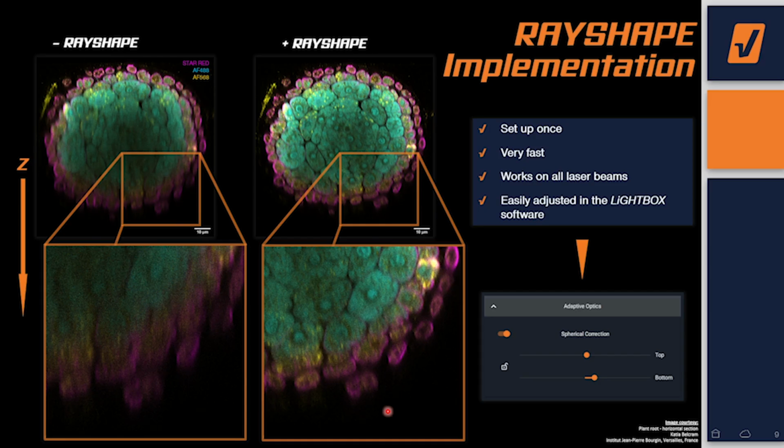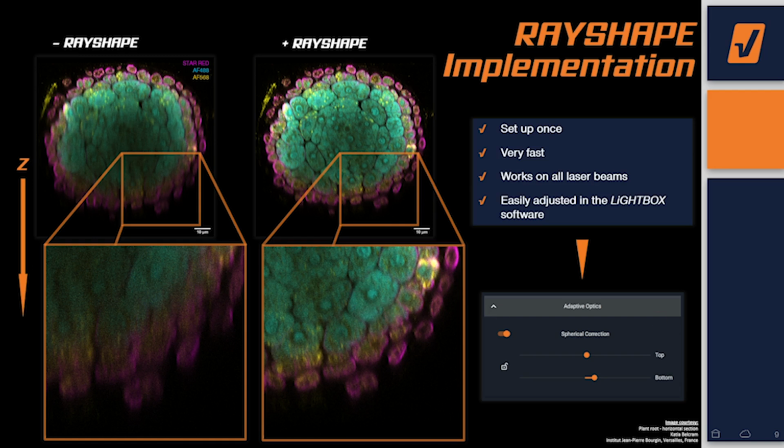So here we see, in direct comparison, again a vertical section through a plant root. On the left we have the uncorrected image, and you see a severe decrease in fluorescence intensity and sharpness down here in the lower parts of the sample. But when we apply RAYSHAPE aberration correction, we get a much sharper and brighter image down here, where you can see individual cells and even their substructures.